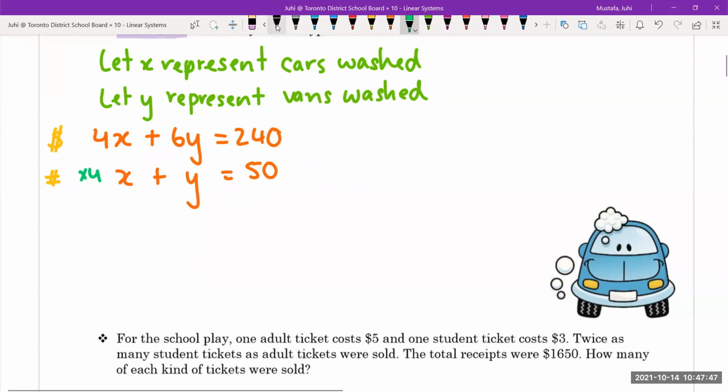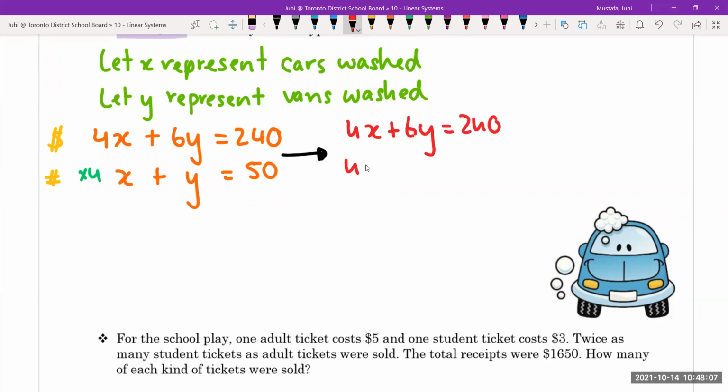Just a little note while I was marking your assessments, which you're going to get back today. Some of you guys are still only multiplying the x with the 4. You have to remember to multiply every single thing inside the statement with the number that you've chosen. So the first equation stays the same: 4x plus 6y is equal to 240. The second equation will become 4x plus 4y is equal to 200. You guys can go ahead and solve this yourselves, and then we'll check our answers together.